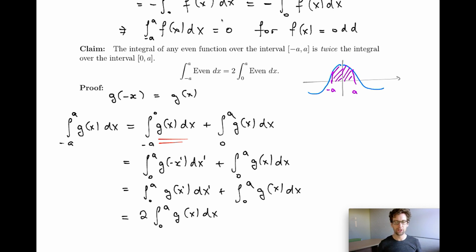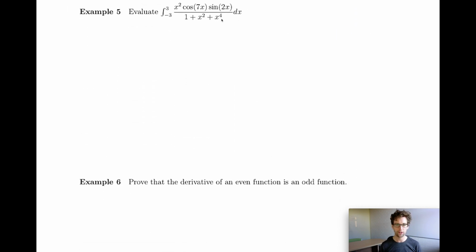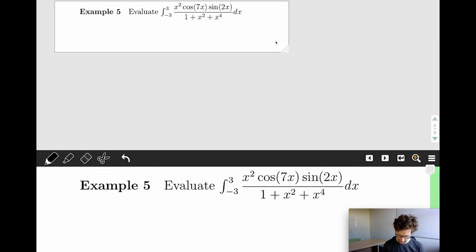Okay, so let's put this to use. Let's take a look at an integral. So here I've got an integral of x squared cosine 7x sine 2x over 1 plus x squared plus x to the fourth. It's a bit of a beast. But let's take a look at the symmetry properties of each piece in that integrand.